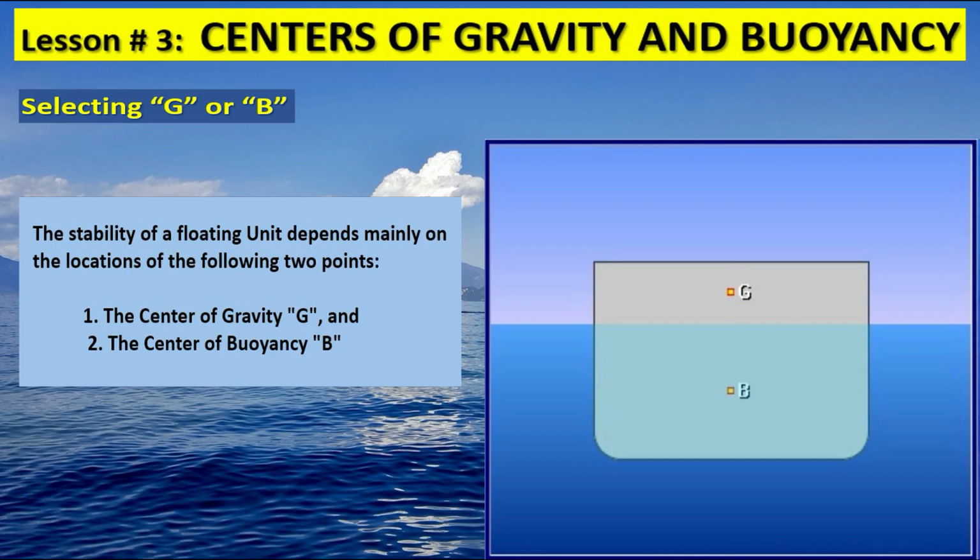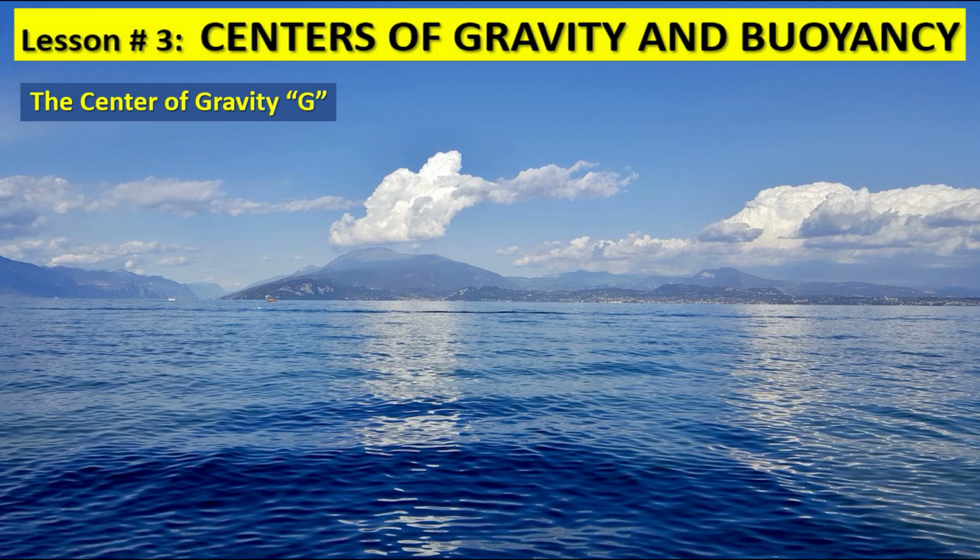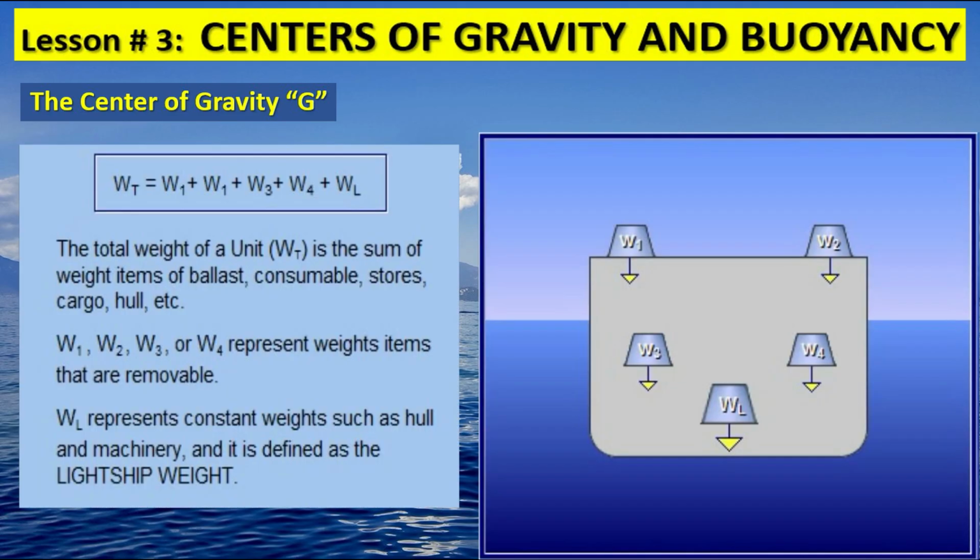Now we click on G to learn about center of gravity. The center of gravity, G. The total weight of a unit is the sum of weight items of ballast, consumable, stored, cargo, hull, etc. W1, W2, W3, or W4 represent weight items that are removable. WL represents constant weights such as hull and machinery, and it is defined as the lightship weight.